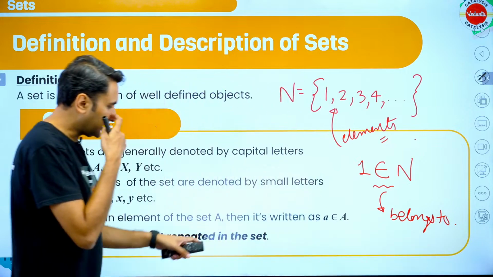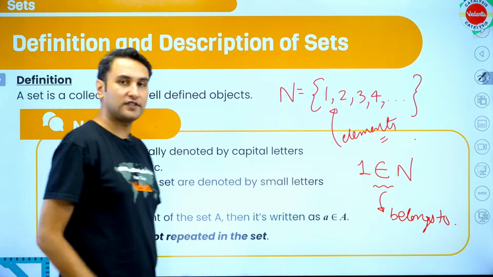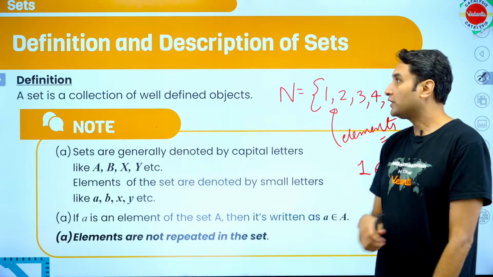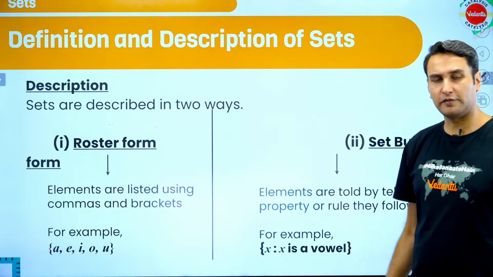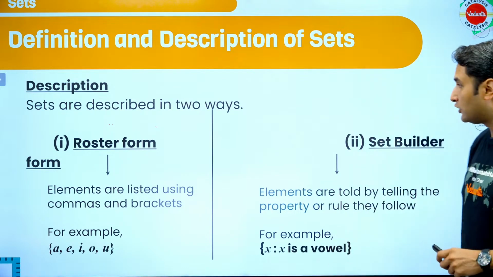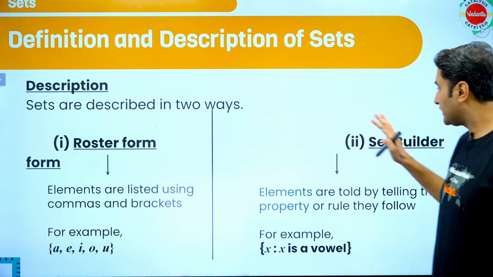This is clear. Another thing is that elements of a set are not repeated. So imagine, I'll take some example and we'll make it clear. But remember, elements are not repeated. We'll learn it with an example. Okay. Now there are two ways of representing sets, bacho.